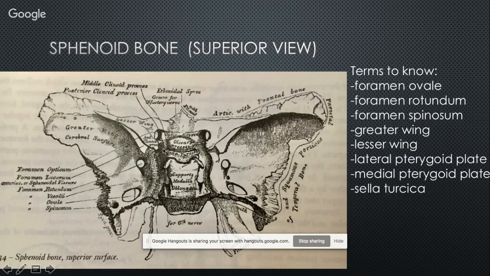This one doesn't have a great example of the sella turcica, but it's right here, just this little saddle. I remember when I took this, it was called turkey saddle because that's kind of what it sounds like.